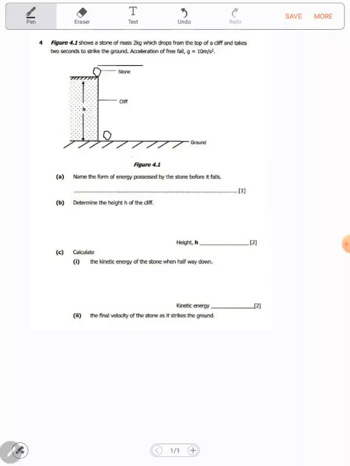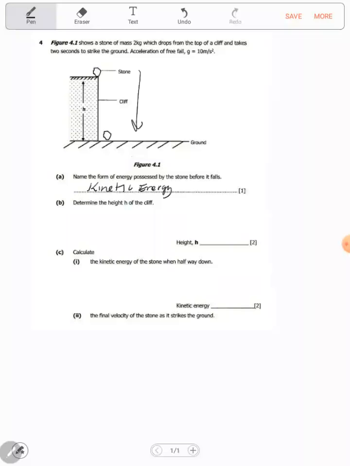So we have a stone here on top. You can see this stone they're saying is falling down to the ground. So the question is, what form of energy does it possess as it is falling towards the ground? Anything due to motion possesses kinetic energy. That's what you must know. That possesses kinetic energy.